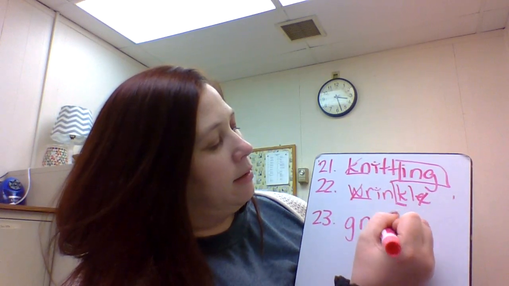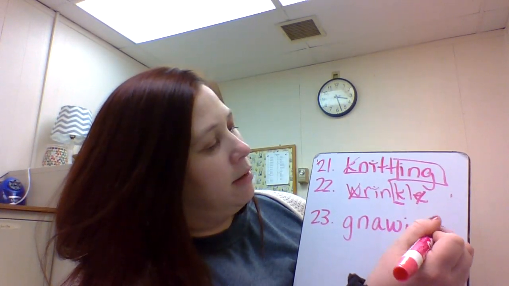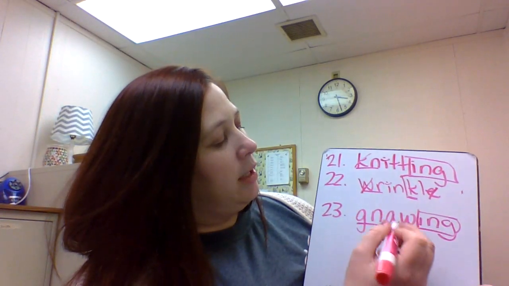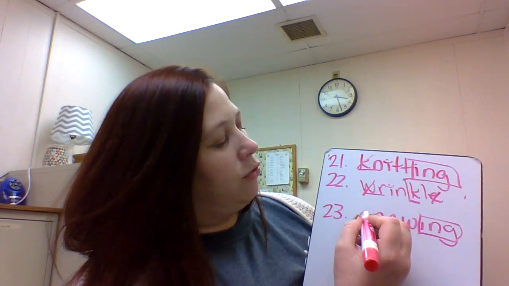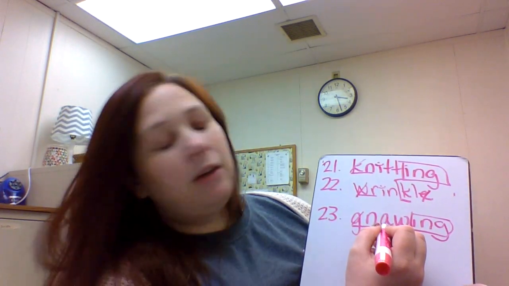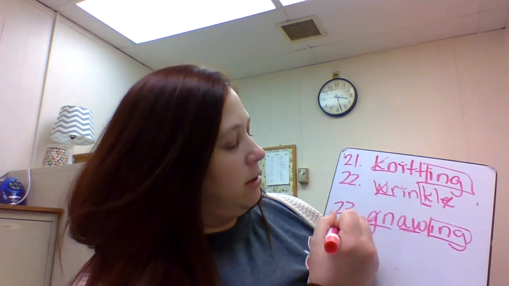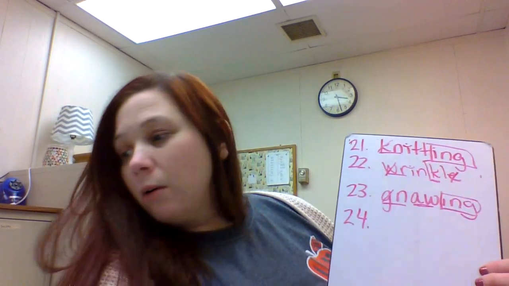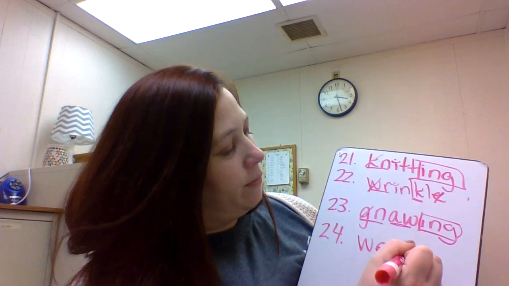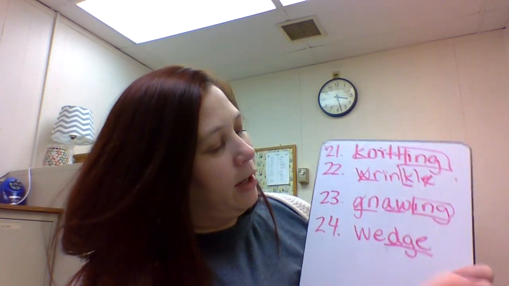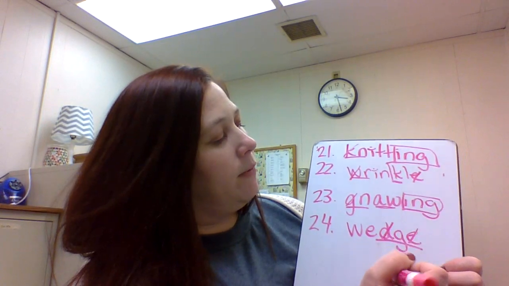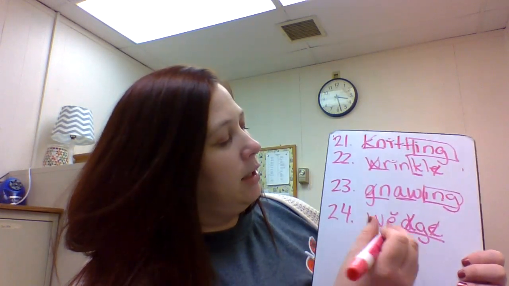Gnawing. We're going to box off our ing suffix. Here we have our GN ghost digraph. We're going to mark off the G. And here we have our AW digraph. We're going to underline. 24, we have wedge. We're going to underline our DGE trigraph, mark off the D, mark off the E, and our E gets a brev.